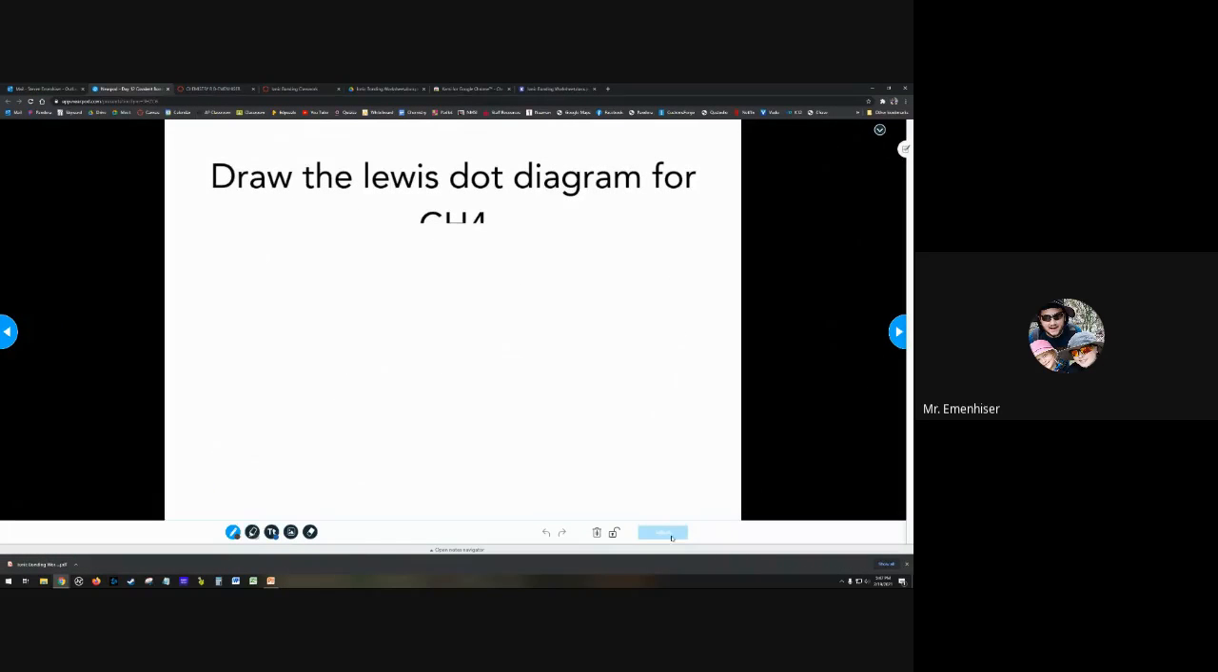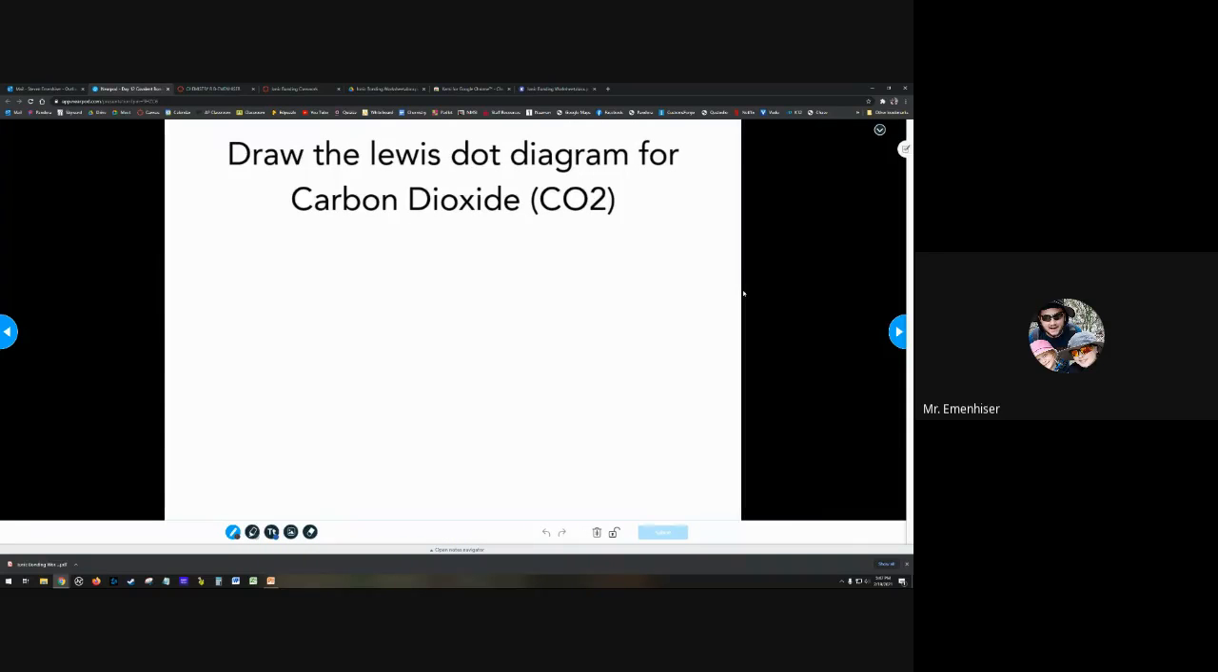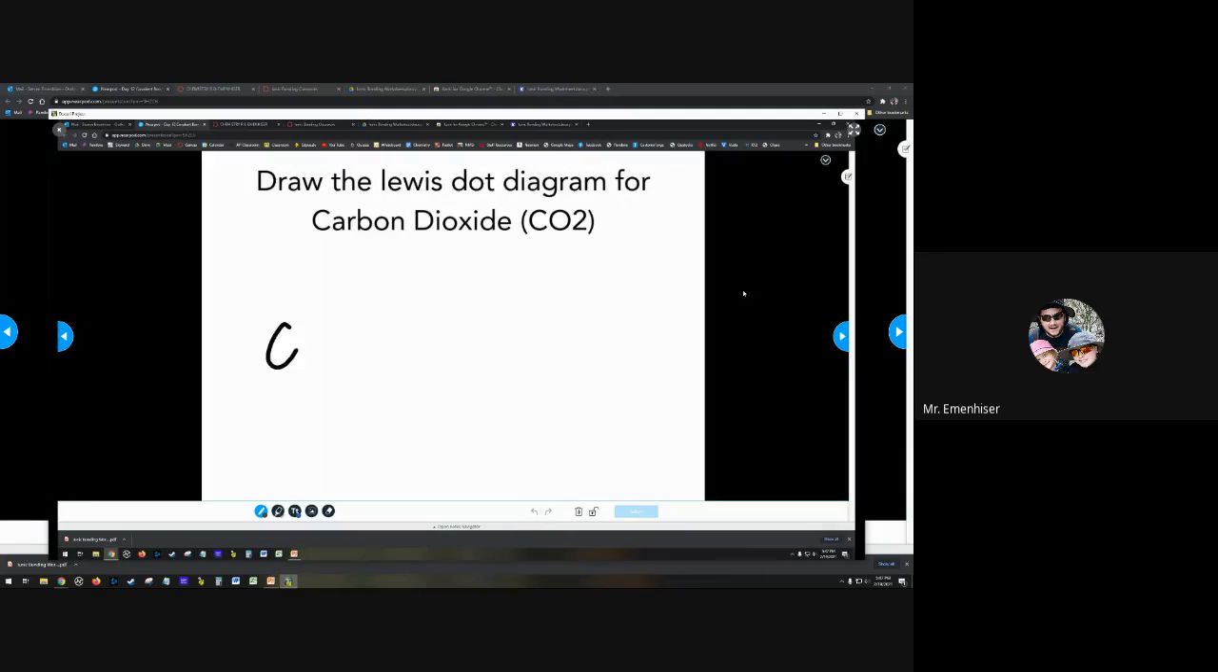All right. Make sure you hit submit there. And then go to the next one, CO2. CO2 is going to look like this. We talked about this one several times.